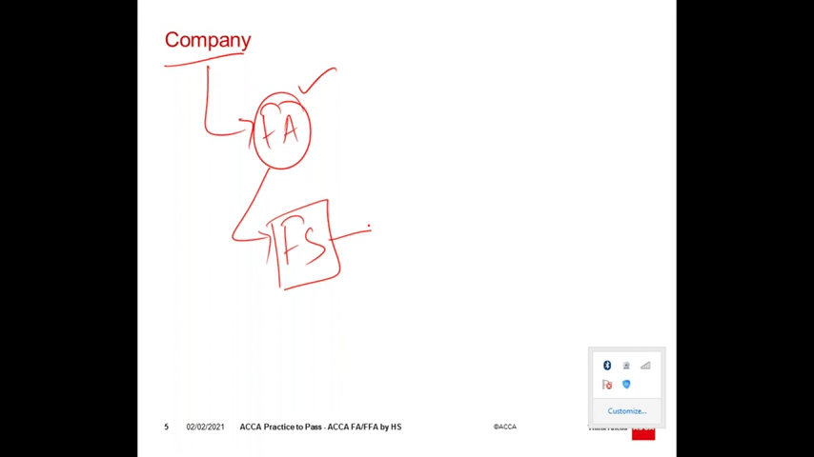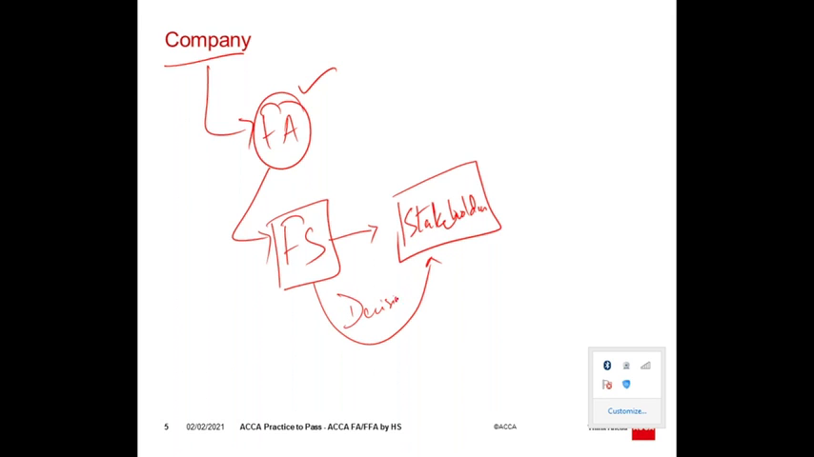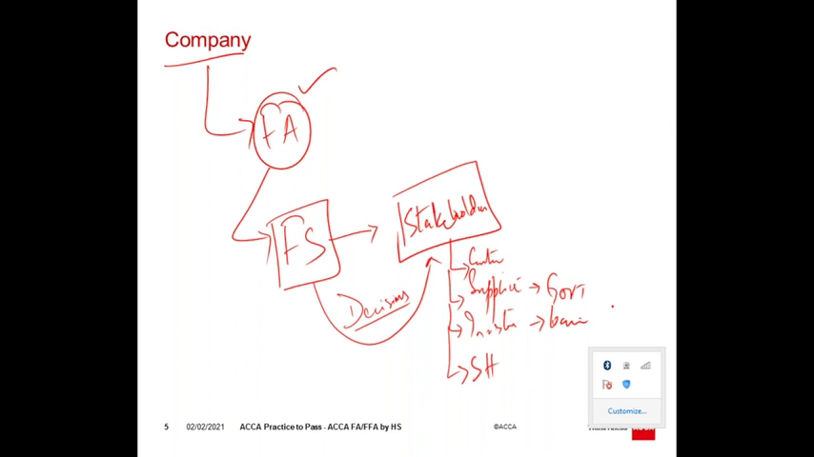After the preparation of the financial statements, we hand them over to the relevant stakeholders, who take their economic decisions. There are a number of stakeholders relevant to the company. The customer is a stakeholder, the supplier is a stakeholder, the investor, the shareholder, the government, and the loan provider are stakeholders. You have already studied stakeholders in different papers of ACCA, and you will study them in others. Stakeholders are basically parties who have an interest in the business.